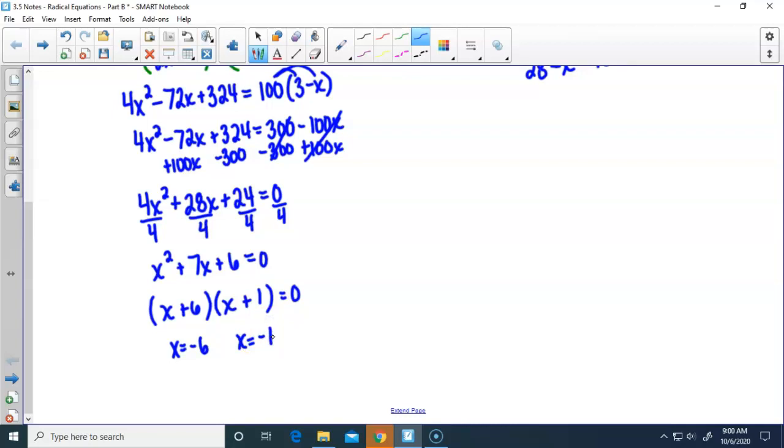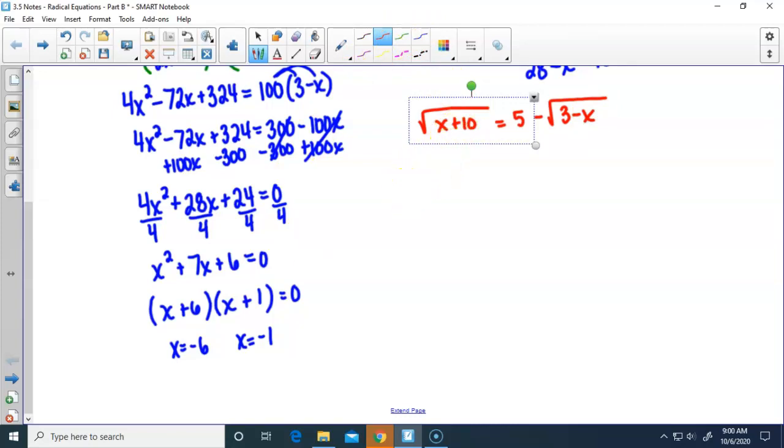Now, as we did with our other problems, we must check for extraneous solutions. With square root problems, they are very, very, very common. So we may have an extraneous solution. We've got to go back to the original problem and check. So that original problem was the square root of x plus 10 equals 5 minus the square root of 3 minus x. So we've got to check to see if these numbers work.